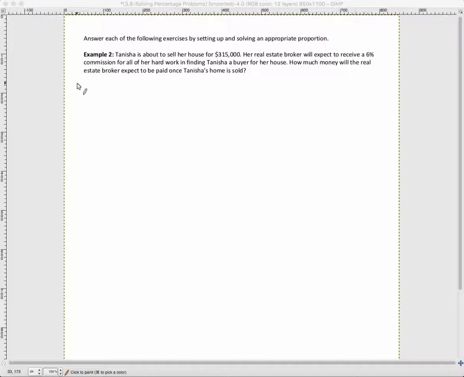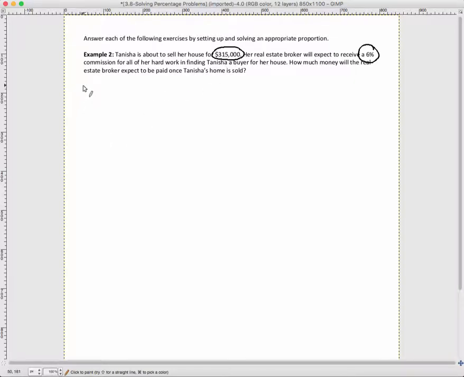All right, so what we're actually looking for there is what part of the sale, if the sale is this $315,000, will she actually make? Right? So what part of this entire sale of $315,000? That's an important piece of information, and she gets 6% of it. So 6% of $315,000 is what we're looking for.